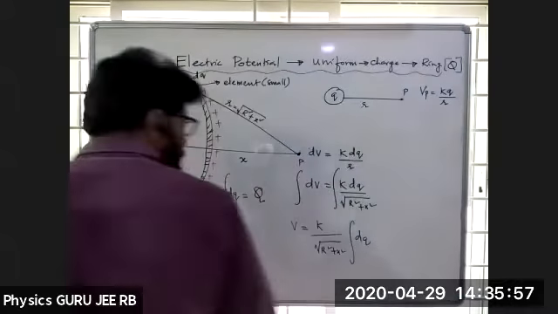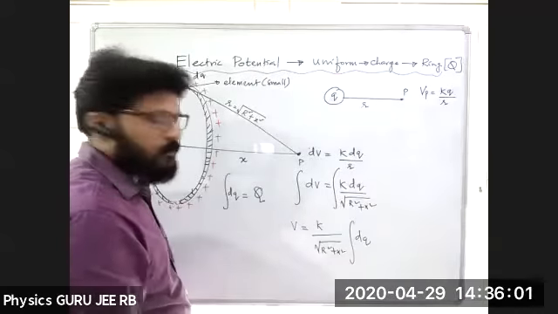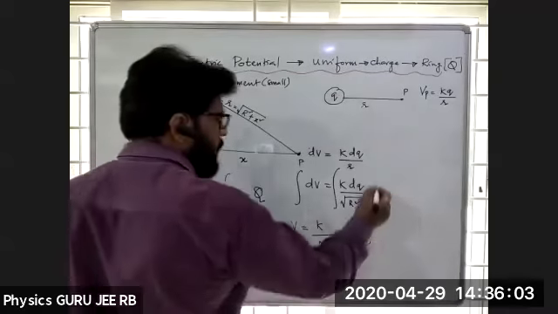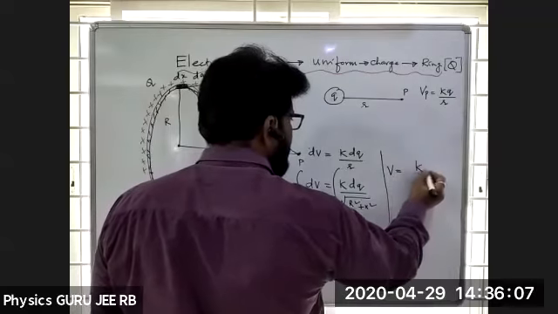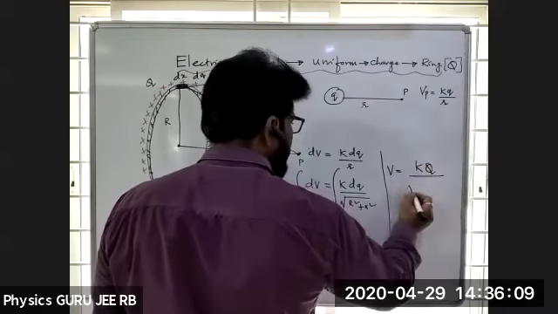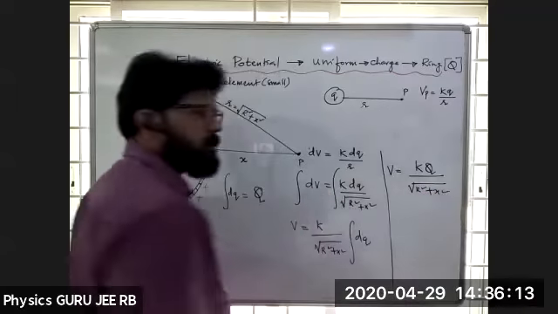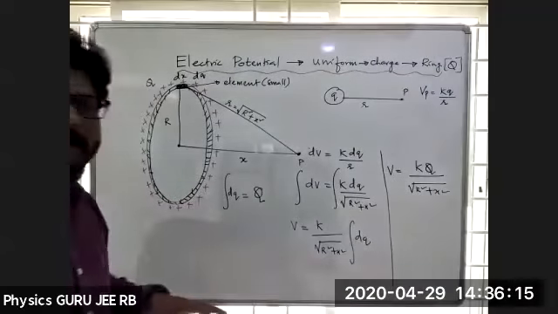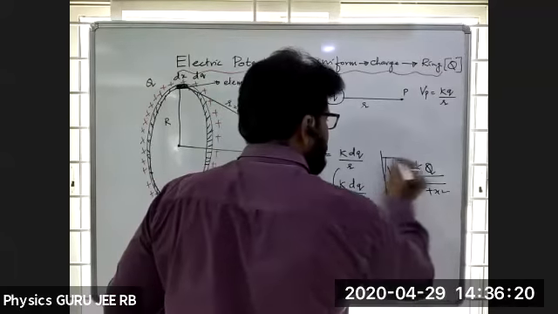Integration of dq is nothing but q. So we can write finally V is equal to k into capital Q divided by under root of r square plus x square. This is potential due to ring on its axis. So on its axis, right?